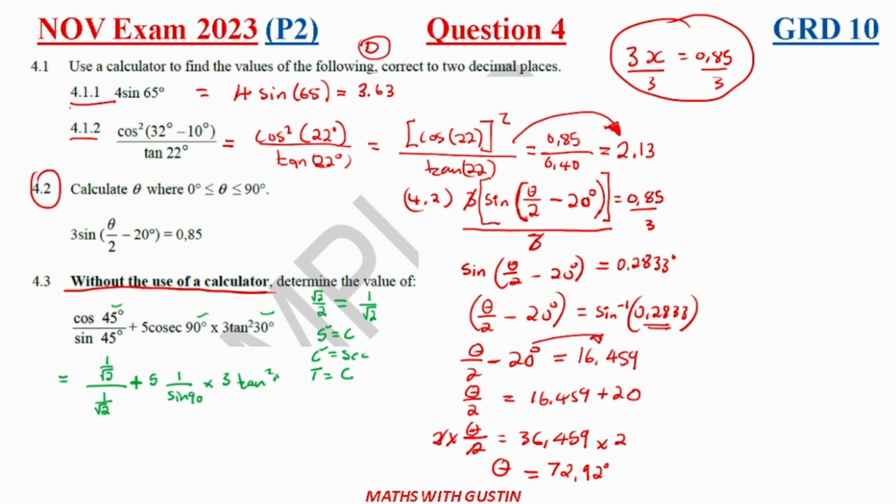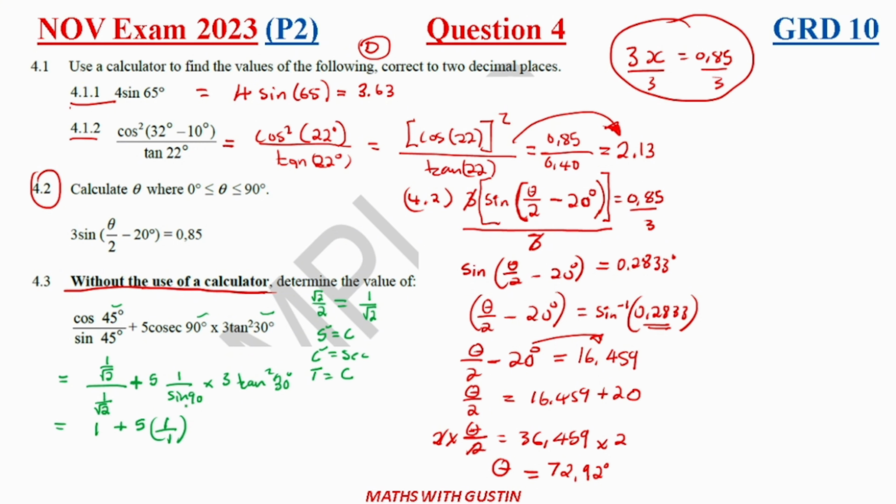So what is going to be tan 30 here? I think we're going to simplify going down. All right, if we simplify this, 1 over square root of 2 divided by 1 over square root of 2 gives us 1, plus 5, and then 1 over sine 90 is going to give us 1 over 1. Sine 90 is the same as 1.